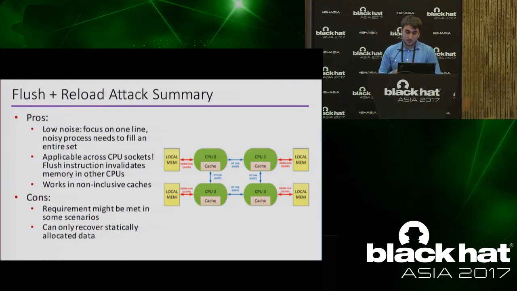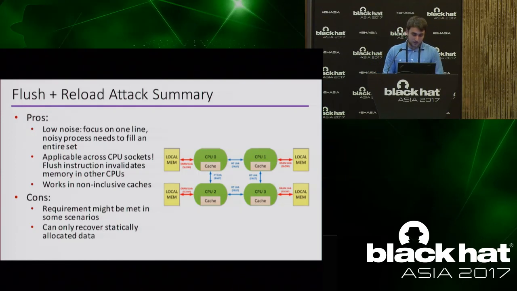The second advantage is that, surprisingly, it's applicable across CPU sockets. Why? Because the flush instruction doesn't only flush from the last level cache, but also invalidates the memory block, and that will provoke other CPU sockets to also invalidate the memory block from their cache hierarchy. And further, since we have fast links between CPUs to retrieve data faster from another CPU socket's cache, this attack is fully applicable across CPU sockets. And also, for the same reason, we don't require the inclusiveness property in this one, because the invalidation will invalidate the block even in non-inclusive caches.